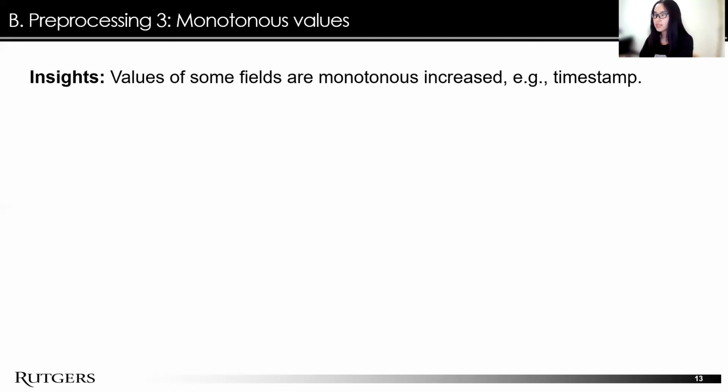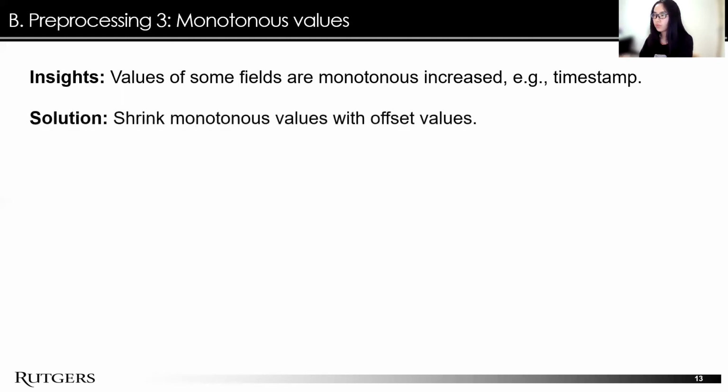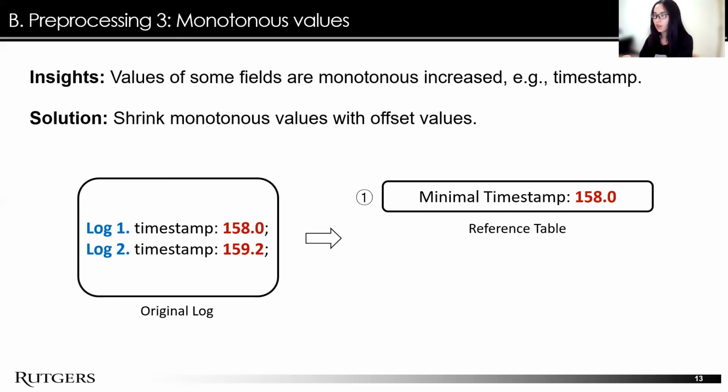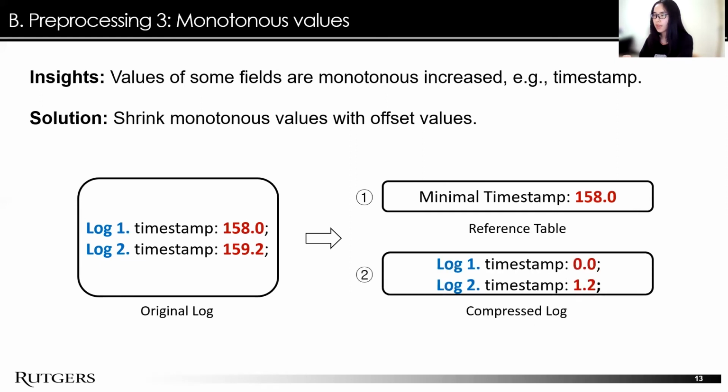Then rule 3 is designed based on the observation that the values of some fields are increasing, for example, timestamps. For these values, we replace them with their offset values. ELISE first analyzes the original log and finds the minimal timestamp in the original log file. Then it replaces all timestamps with the offset between them and the minimal one to reduce the cost of storing timestamps.